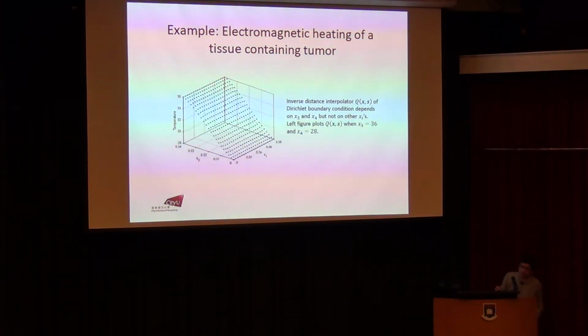So this figure illustrates the inverse distance interpolator Q(x). This Q only depends on X3 and X4, because the Dirichlet boundary conditions only depend on these two and not the other Xi's. Here I plot the inverse distance interpolator when X3 is 36, so the temperature at the top edge is 36, and X4, the temperature at the bottom edge, is 28. It can be seen that this interpolator is approximately a linear function that connects the temperature at the top edge to the temperature at the bottom edge.